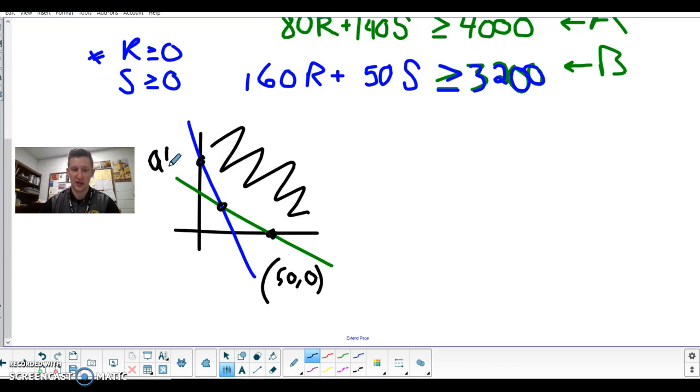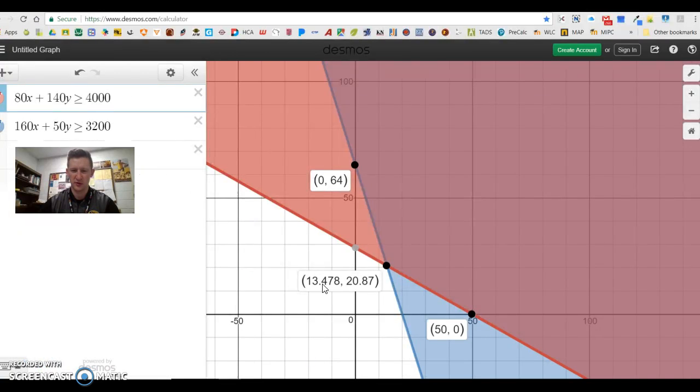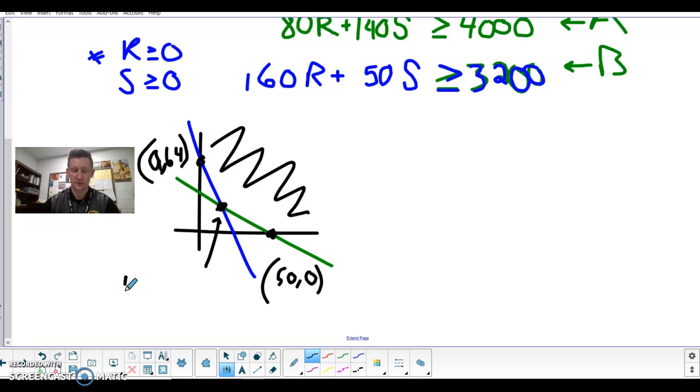Those are the two x and y intercepts that were pretty easy to find. You could have done that by hand if you wanted to. So 0, comma, 64. And this point right here, where they intersect, I'll just go with a rounded decimal there. So we'll go with 13.478 and 20.87, I believe it was.